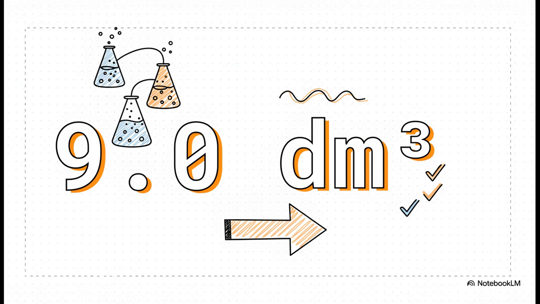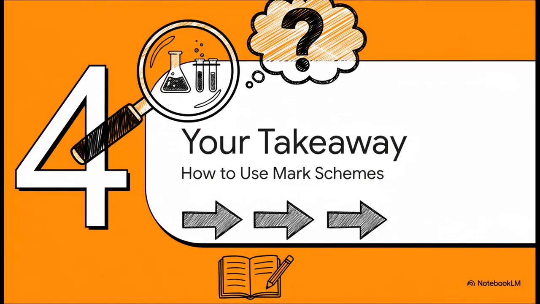And finally, to get the volume, we multiply the moles of chlorine by the molar volume, which the question kindly tells us is 24 decimeters cubed. So, 0.375 times 24 gives our final answer of 9.0 decimeters cubed. And that's it, the third and final mark. Job done. So, after all that, what have we actually learned from just digging into this one question? What are the key strategies we can pull from this that you can use in your own revision?